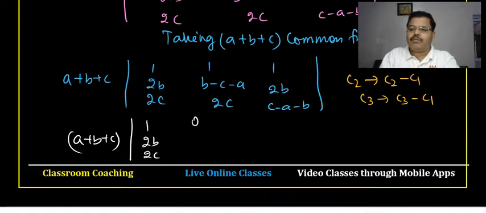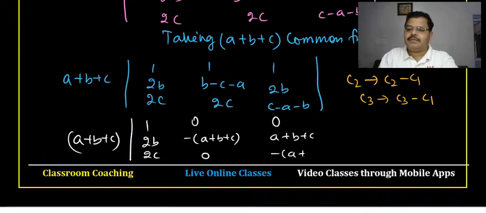If I subtract 2B, then that will be minus of A plus B plus C, and that will be 0. And if I subtract 1 minus 1, then 0, 2B minus this, that will be A plus B plus C. And if I subtract 2C from it, then it will be minus A minus B minus C. That is the solution. And now expanding along first row, this cancels, this cancels.